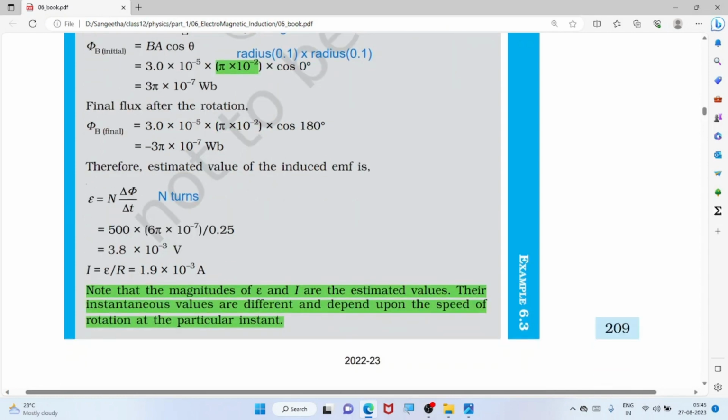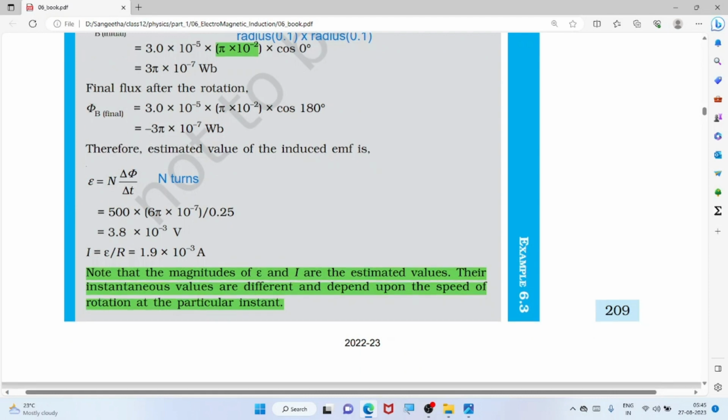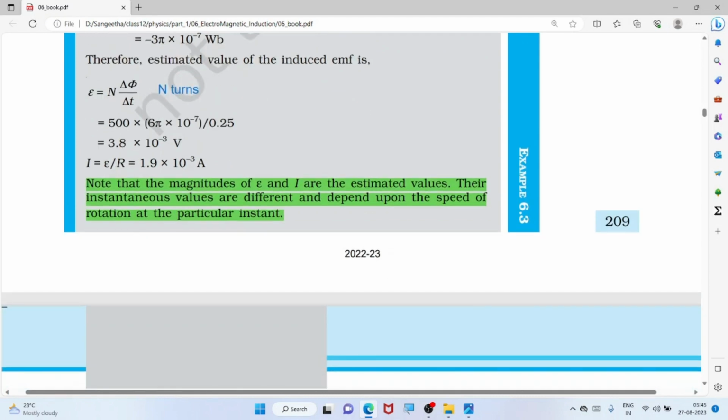So here, computing the EMF, we are using the number of turns. Note that the magnitudes of the X and L are estimated values. Their instantaneous values are different and depend upon the speed of the rotation at a particular instant.